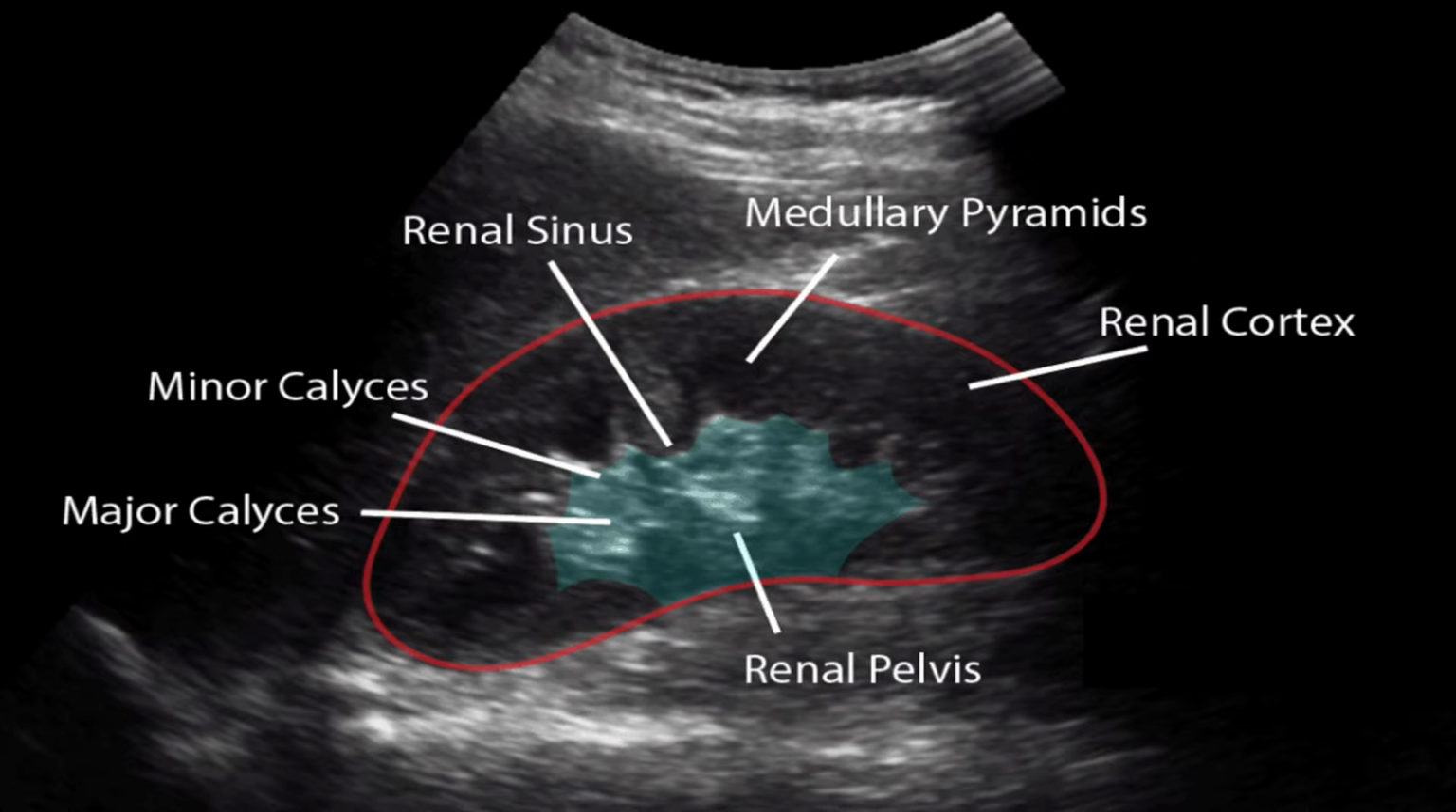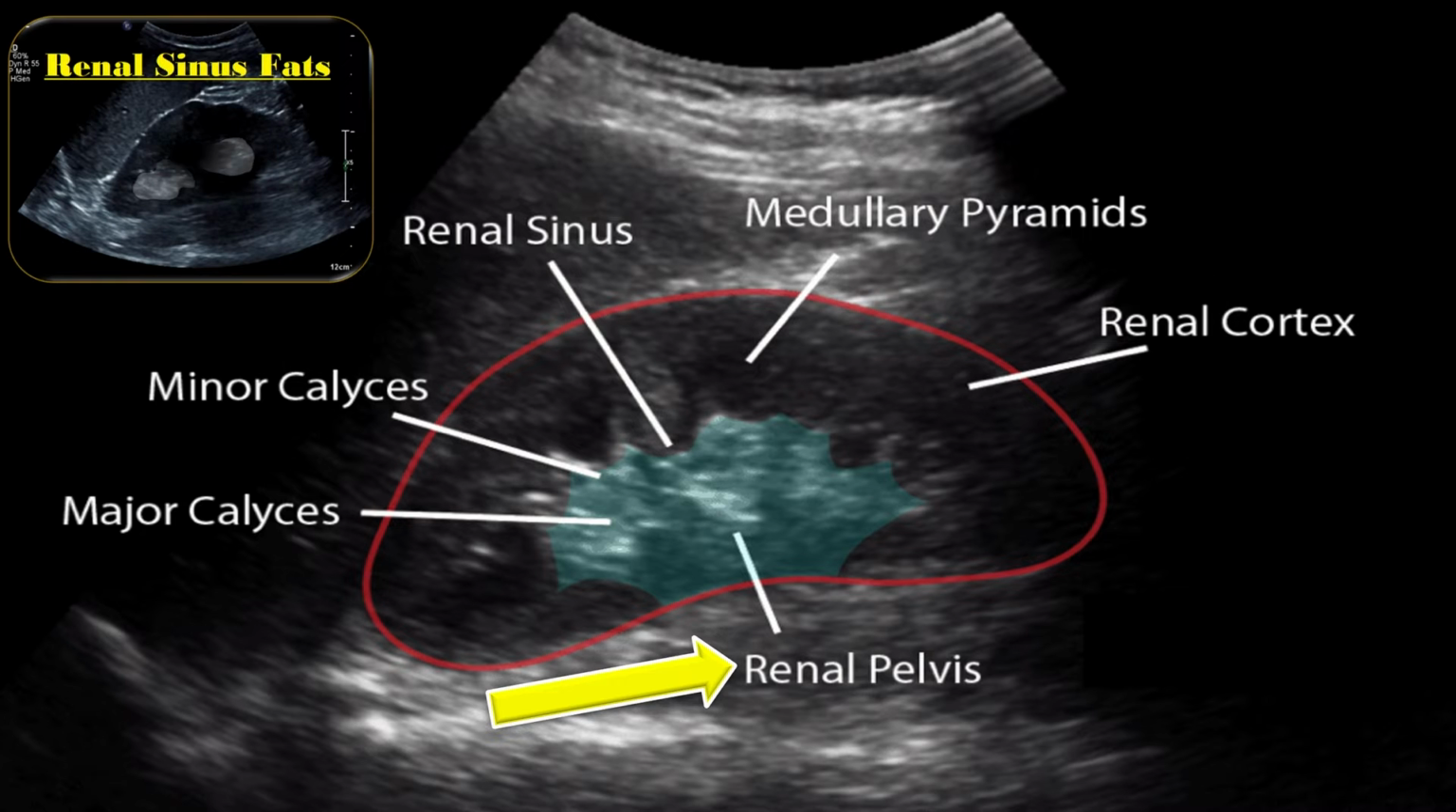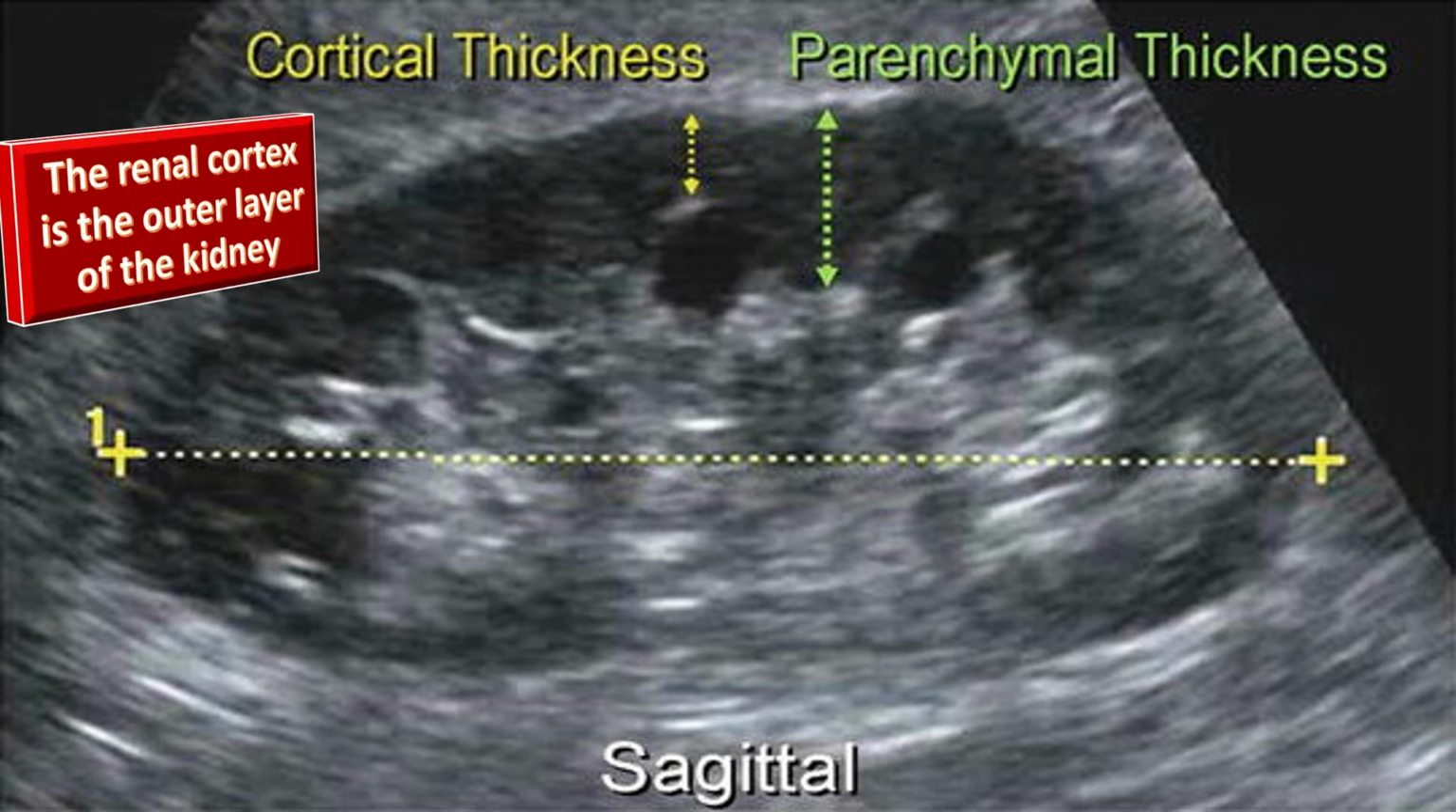The renal pelvis on ultrasound appears as a central branching hypoechoic, or darker, structure within the kidney, surrounded by echogenic, brighter renal sinus fat. The renal cortex is the outer layer of the kidney. After detecting it, measure the cortical thickness, which is typically between 7 to 10 mm.